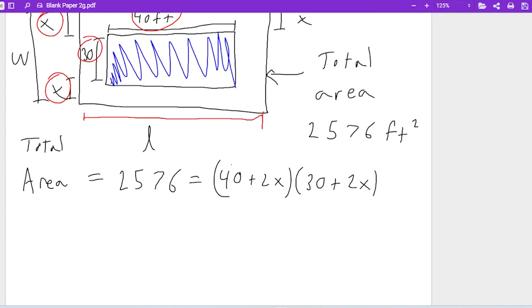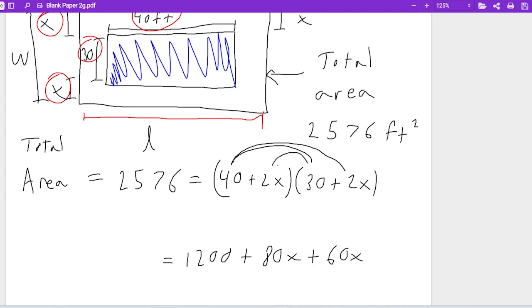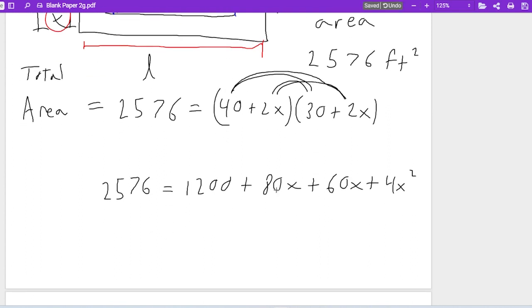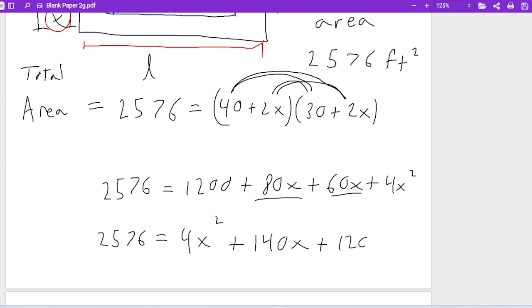So when I FOIL this, 40 times 30 is going to be 1200. 40 times 2x is going to be 80x. 2x times 30 is going to be 60x. And then 2x times 2x is 4x squared. On the left side, I still have 2,576. Now on the right side, I'm just going to simplify it. So 2,576 equals 4x squared plus these two combined to make 140x, and then plus 1200.